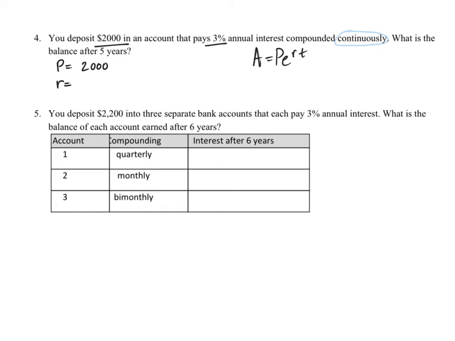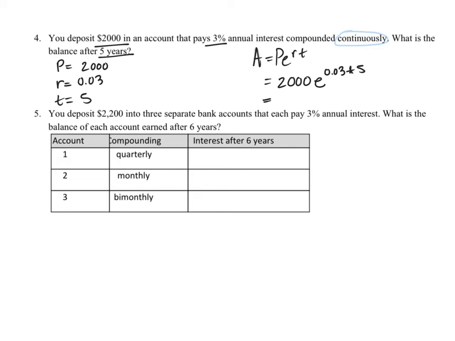So in this case, if you divide 3% by 100, you get 0.03. Remember to write it as a decimal, not as a percentage. If you just press in the percentage, you would be making a lot of money, which, you know, isn't true. And then T is going to be 5 years because he's investing for 5 years. So if you put this all in the formula, you can put 2,000 e to the r, which is 0.03, times t, which is 5.